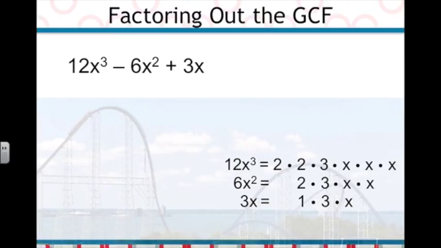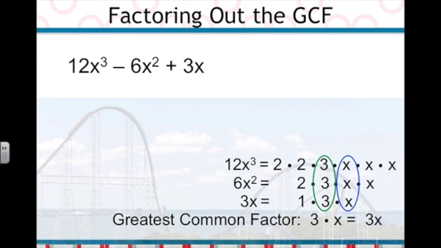Since we have all three terms completely factored, we can identify the common factors and find the greatest common factor. Make sure that any factors you identify are common to all three terms, not just two of them. If we look at all three sets of factors, we can see that they all have a 3 and an x in common. If we multiply these together, we get the GCF to be 3x. Now all we have to do is factor it out.